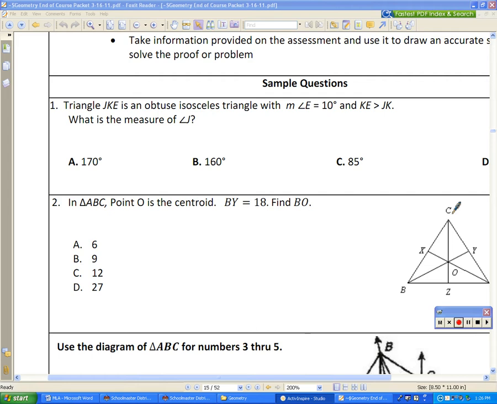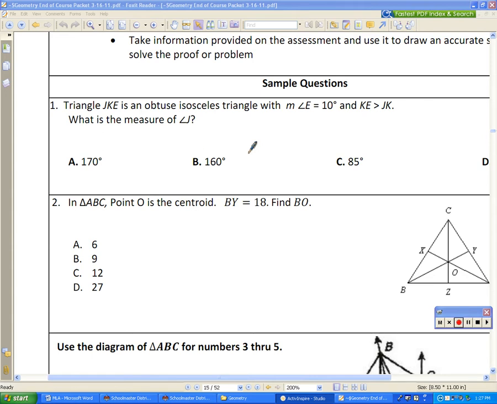All right? So now you know what all the rest of the angles are. What's this one here? 10, because it's an isosceles triangle, so those are the same, which means this one has to be 160. So the answer is B. B, 160.